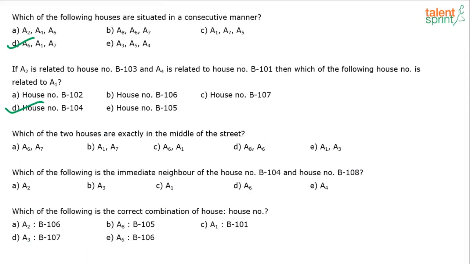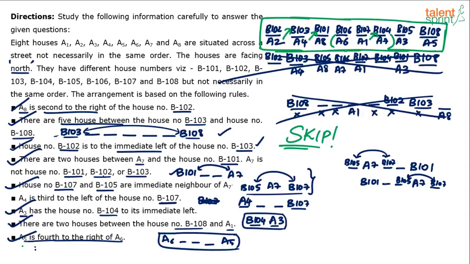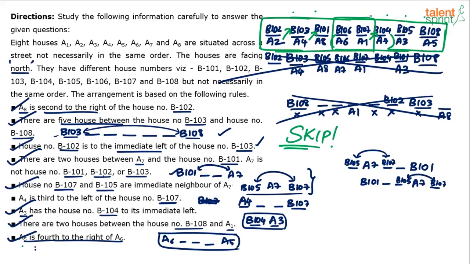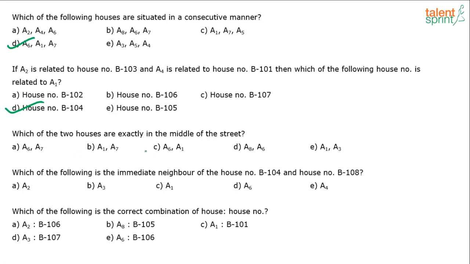Look at the third question. Which of the two houses are exactly in the middle of the street? I think A6 and A1. These two are in the middle of the street. On the left you have got 3. On the right you have got 3. Exactly in the middle are 6 and 1. A6 and A1. Option C.